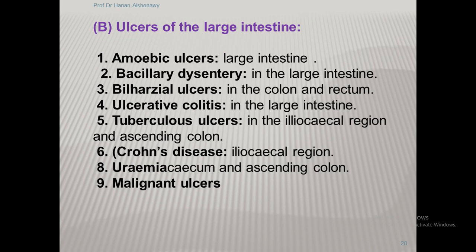Okay, what are the ulcers of the large intestine? Now let's review. Amoebic ulcer, bacillary dysentery, as we discussed, bilharzial ulcer usually in the colon and rectum, ulcerative colitis, tuberculous ulcer which may be seen in the ascending colon, Crohn's disease which may be seen in the ascending colon, uremia, and malignant ulcer.